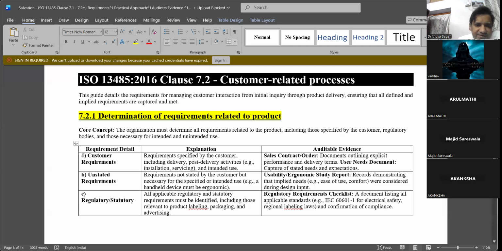So first is the customer requirements that have to be met. Second is the unstated requirements, which they don't tell you, but orally you can understand they want such a product. And the most important is the regulatory or statutory requirements.